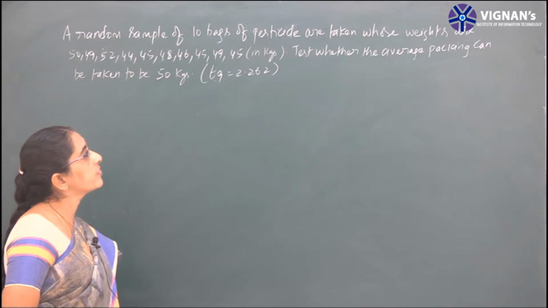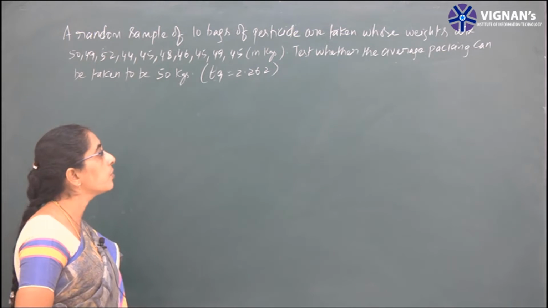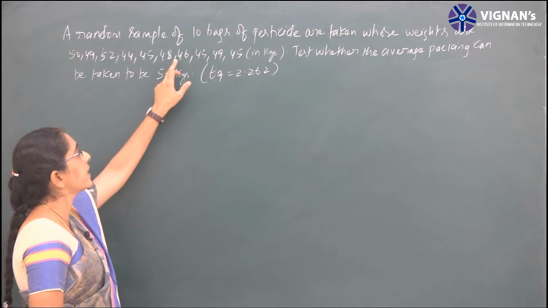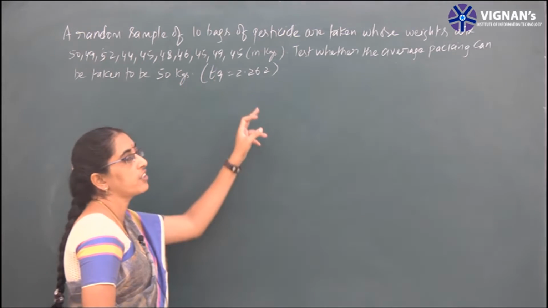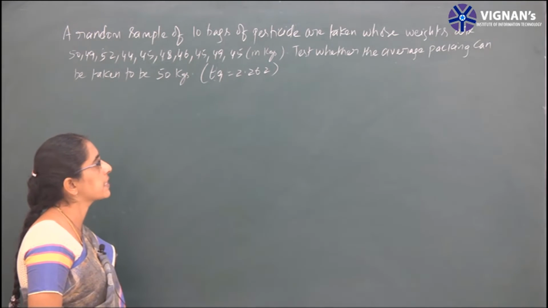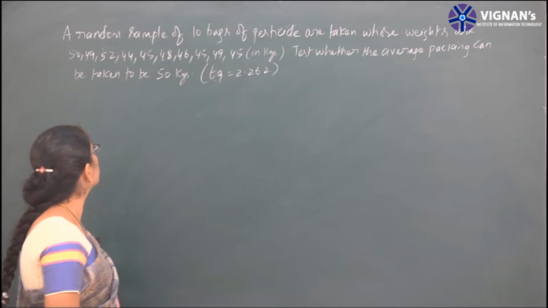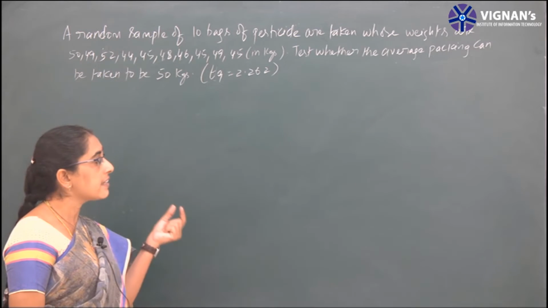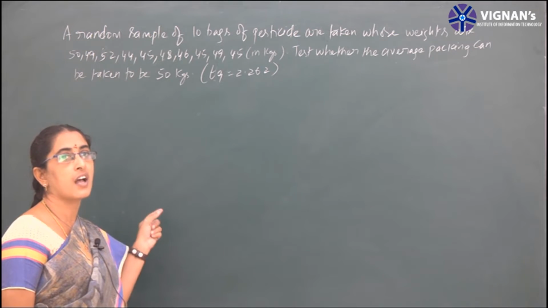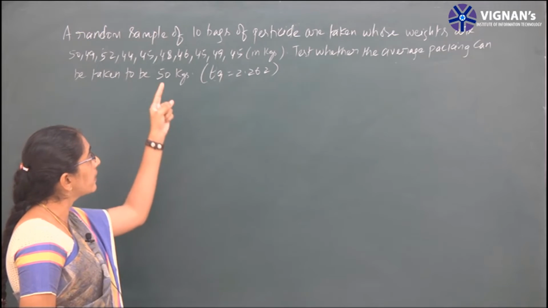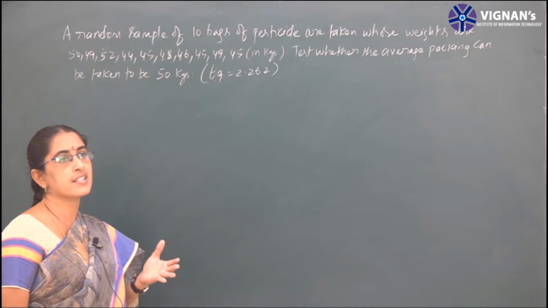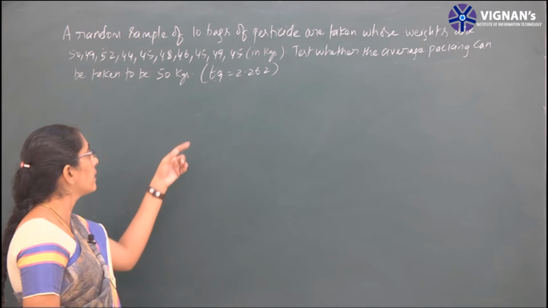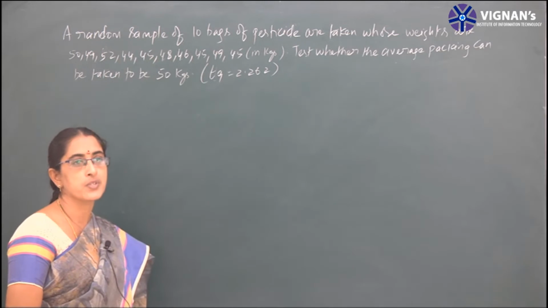A random sample of 10 bags of pesticide are taken whose weights are 50, 49, 52, 44, 45, 48, 46, 45, 49, 45 in kgs, weighed in kilograms. Test whether the average packing can be taken to be 50 kgs. The question is very direct: test whether the average packing, so it is the test for single mean. Moreover, they have taken a sample of only 10 bags, which is less than 30, so it is a small sample test for single mean, and the tabulated value is given as 2.262.